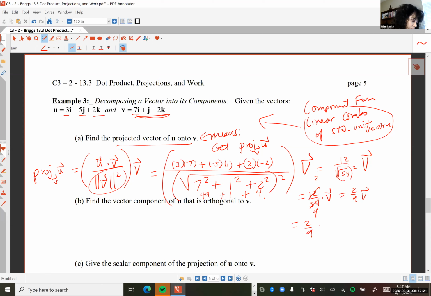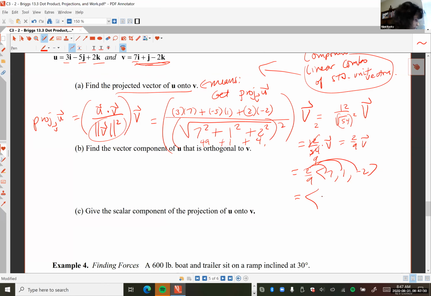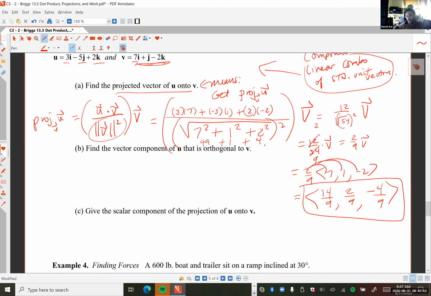And so it's really 2/9 times, and I like component form myself. And then using your knowledge of scalar multiplication with a vector, distribute the 2/9. So 2/9 times 7, comma, 2/9 times 1, comma, 2/9 times negative 2. So I'm going to give my answer in component form. Okay, any questions on letter A? I just got the projected vector. Yay, success. I know you answered this question like last week, and I forgot the answer.